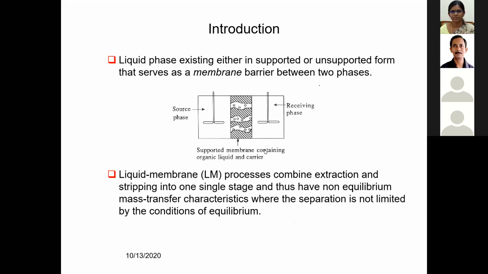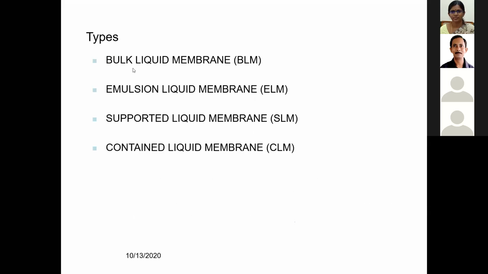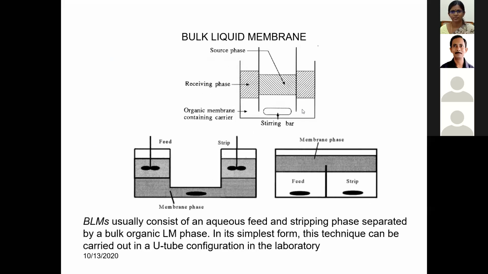That could be possible. Okay, so the types of liquid membrane are the bulk liquid membrane, emulsion liquid membrane, supported liquid membrane, and contained liquid membrane. In the bulk liquid membrane, you have a beaker-like arrangement with a barrier, and in the bottom you have the organic membrane containing the carrier, split into 3 compartments. One at the top is the receiving phase, one is the source phase, and the bottom is your membrane phase. From the source phase it goes to the membrane phase and then to the receiving phase. This is called the bulk liquid membrane.